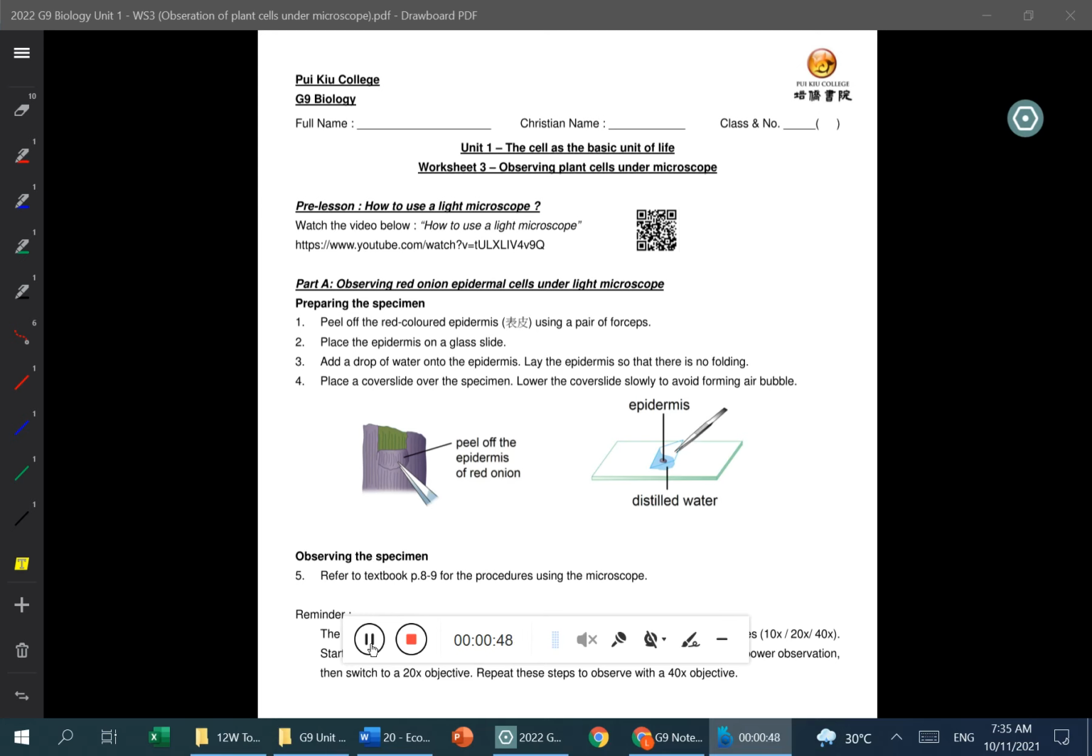So I hope you enjoyed the lab session and I hope you learned from what you have done. Remember to go to this video to revise the steps in using light microscopes, and also read the textbook pages about the design of the microscope as well as the procedures involved in using a microscope.